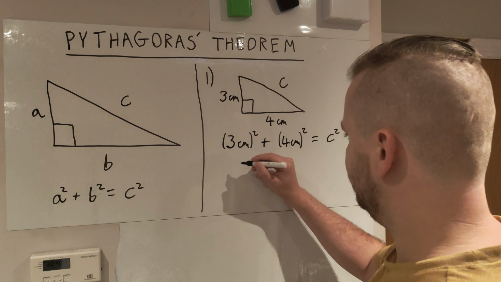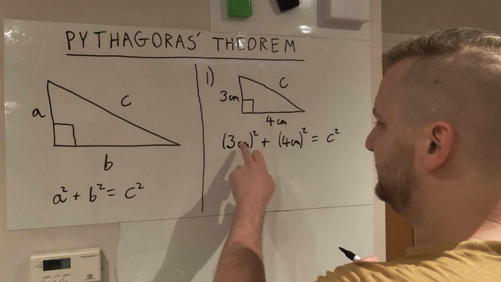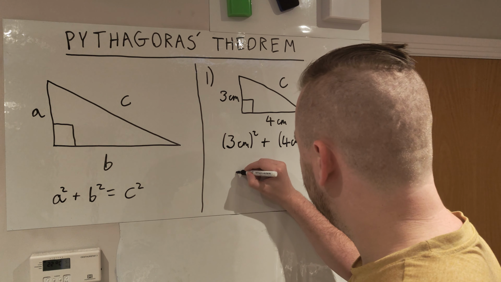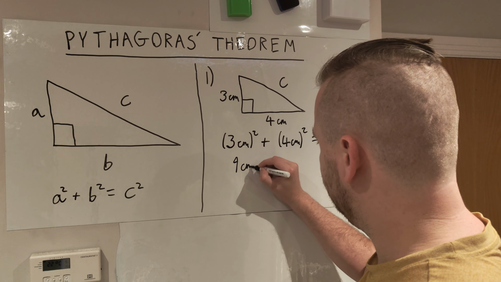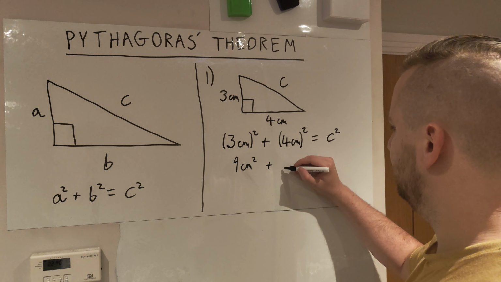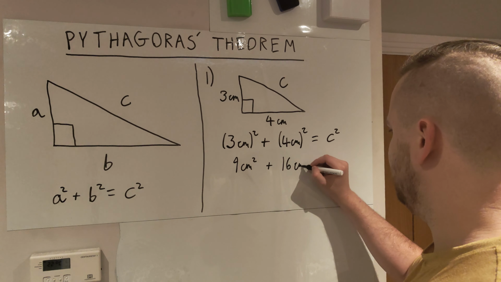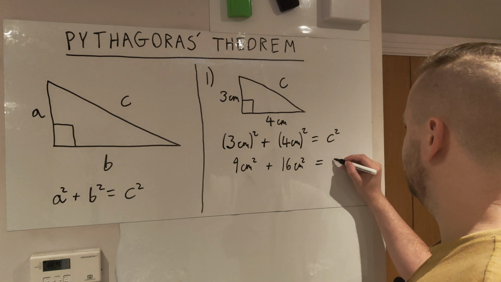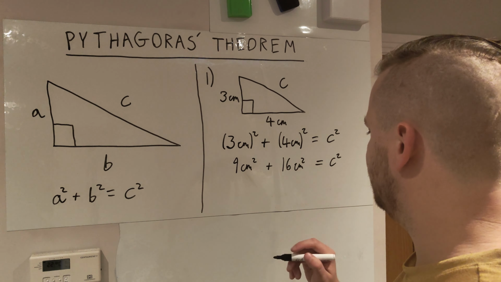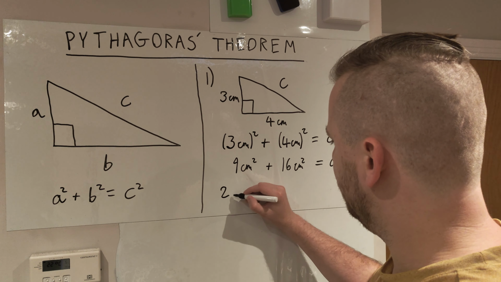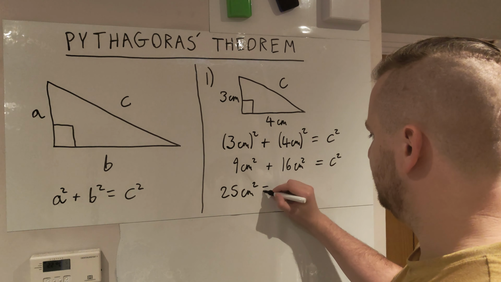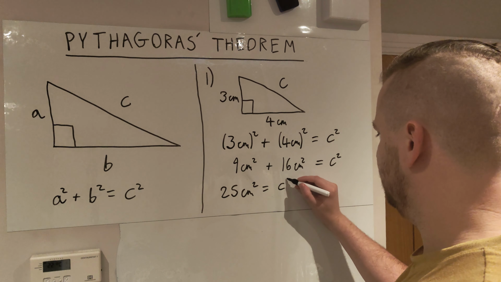Now we start to expand this out a bit. So 3 centimeters all squared is just 3 centimeters times 3 centimeters. So that's going to give us 9 centimeters squared plus 4 times 4. So that's going to be 16 centimeters squared is still equal to c squared. So adding them together, 9 plus 16 is 25. So we've got 25 centimeters squared is equal to c squared.